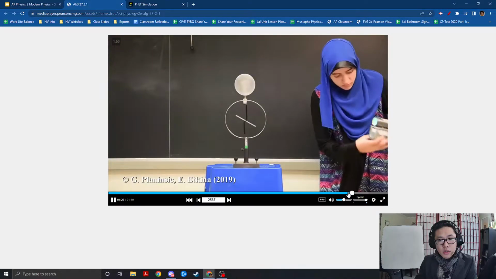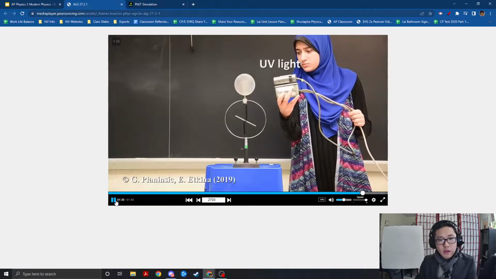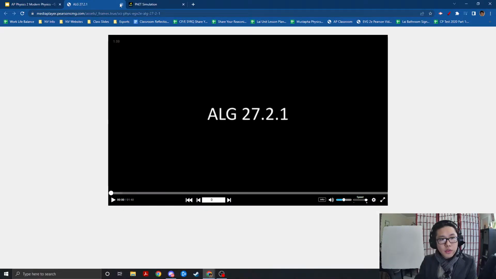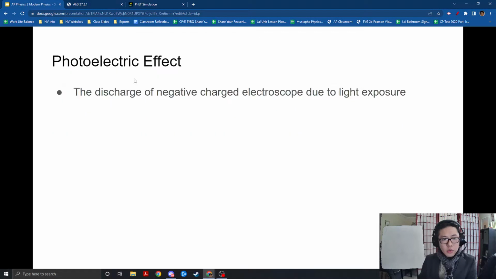And now over here with the UV light, we could see it also doesn't seem to do anything. So scientists concluded from this photoelectric effect that something about UV light seems to be causing electrons to shoot out from the metals in some way, shape, or form. So that is what the photoelectric effect is called. It's a discharge of electrons, of negatively charged particles, due to certain types of light.